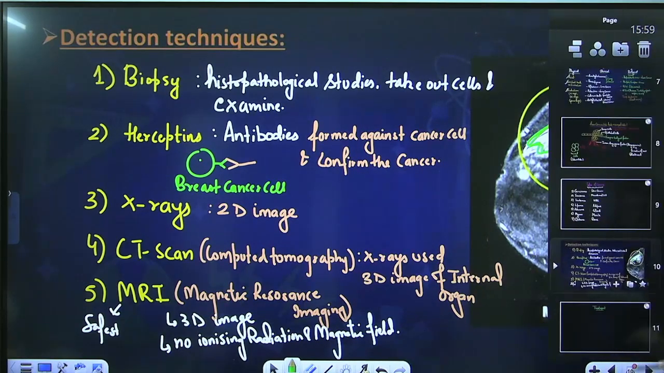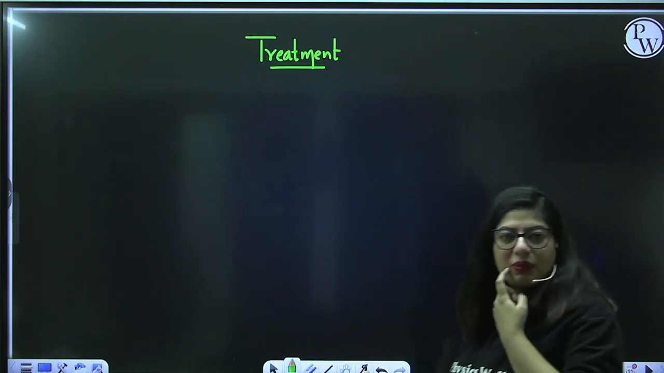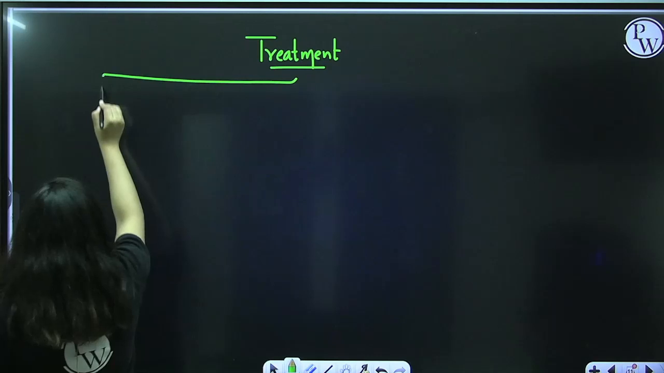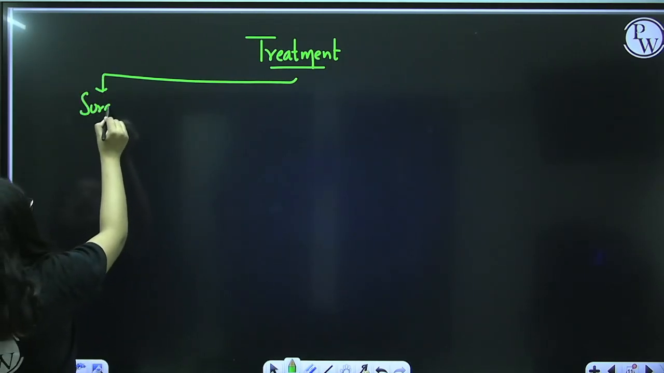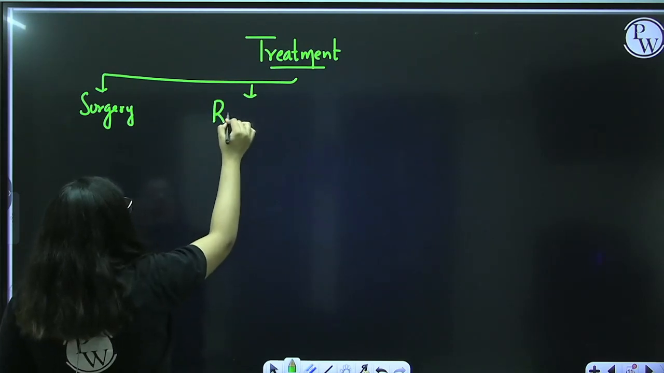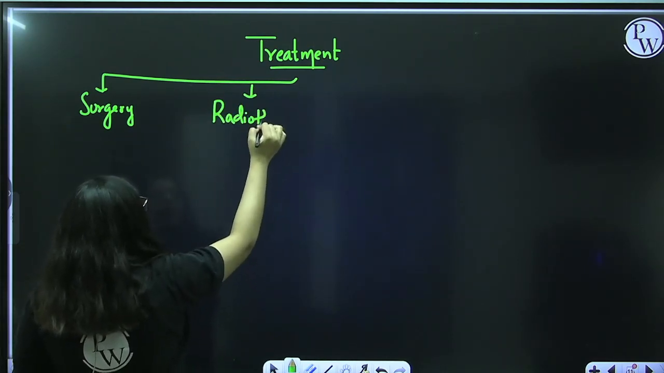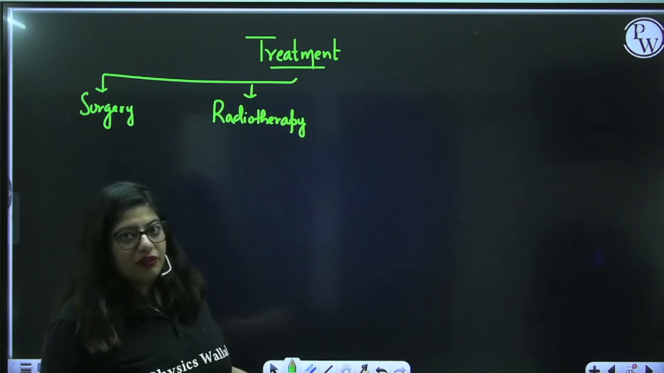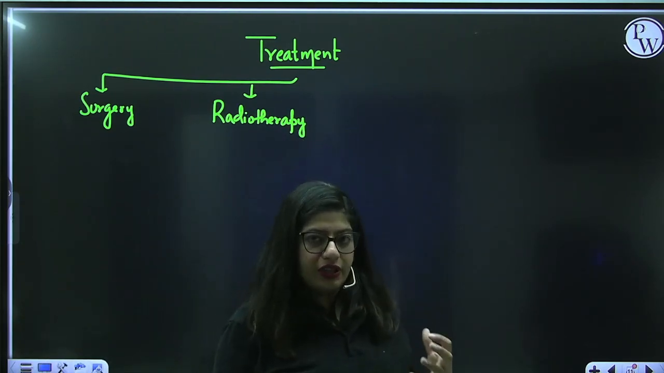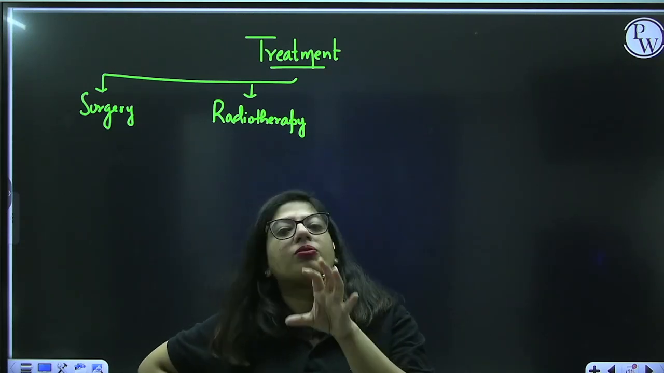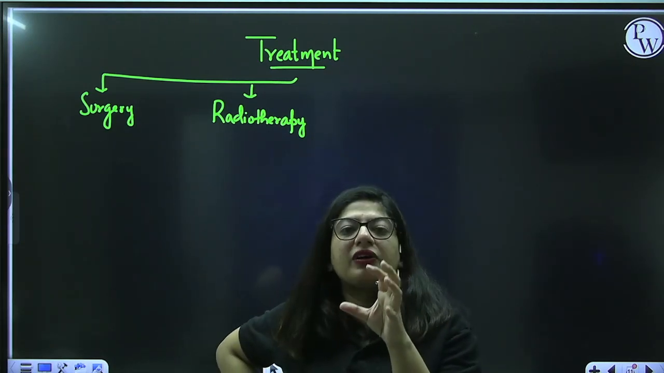Okay, so now you are going to be a doctor. Let's treat the patients. How can you treat them? The first resort is you can go for surgery if it is benign. Now you can also go for radiotherapy. What do we do in radiotherapy? In radiotherapy, we use strong radiations like gamma rays to kill the tumor cells. We destroy them. We burn them.